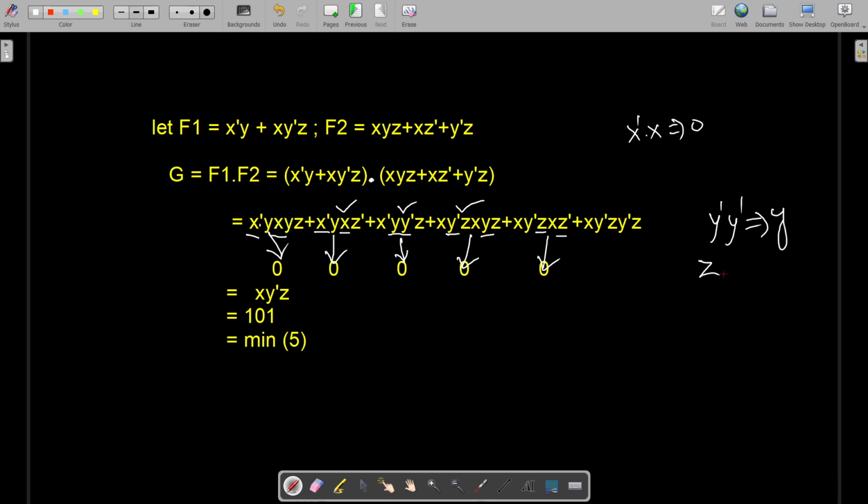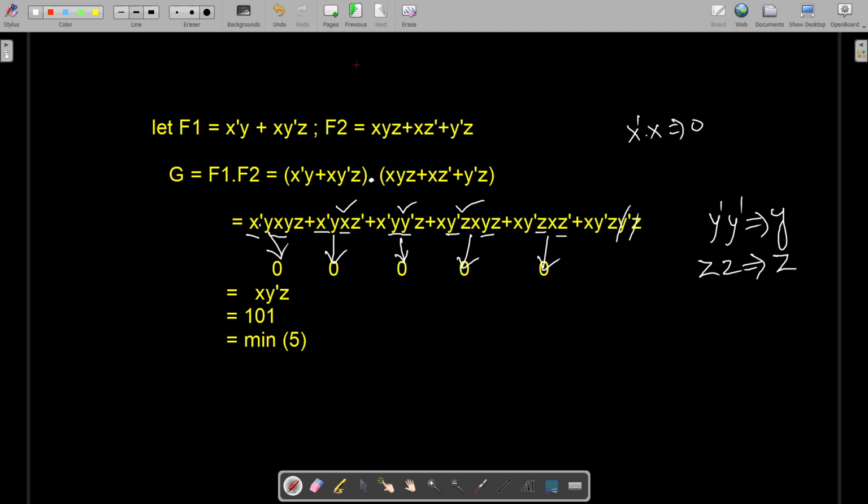Similarly, this z is also repeating twice. So we can put it as z. So it is x y dash z. So we got this as x y dash z. When you put the binary value for this, it is 1 0 1. So what is its decimal equivalent? It is 5. So it is a minterm of 5.